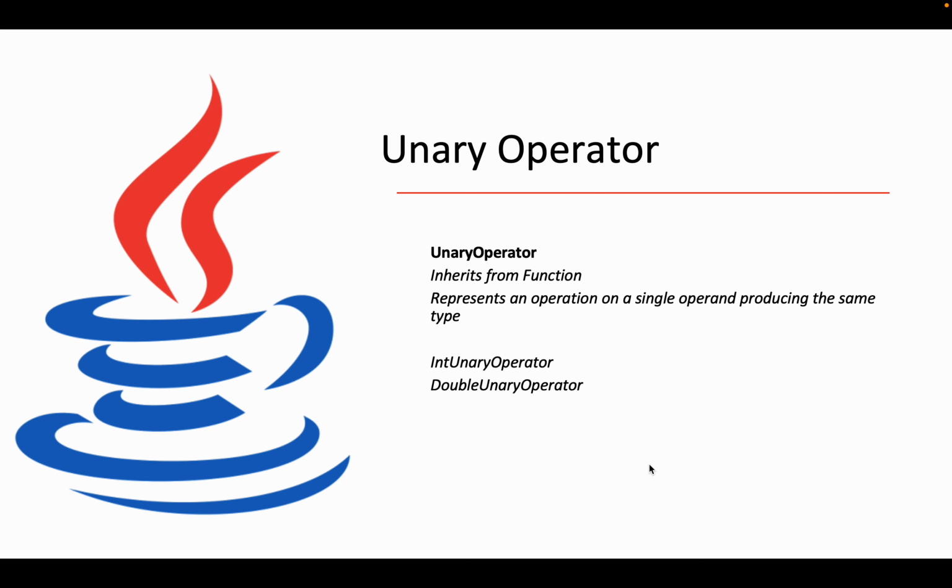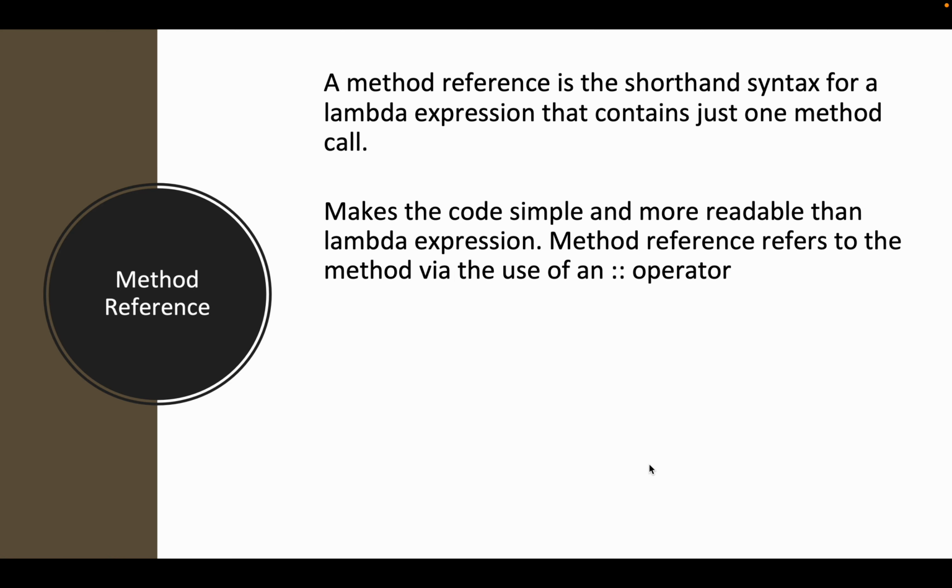Then you also have some specializations of it: int unary operator, double unary operator. The list is not exhaustive. Then you have what we call method reference. A method reference is a shorthand syntax for a lambda expression that contains just one method call. So what the method reference does, it makes the code simpler and more readable than the lambda expression. Method reference refers to the method via the use of this operator that you see here, a double colon operator.